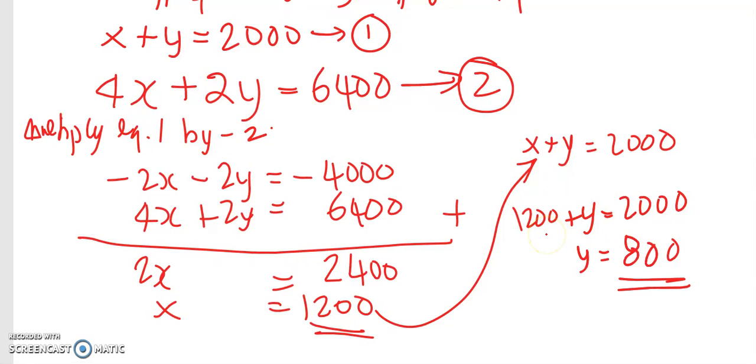So we now know how many people came on Saturday. We had 1,200 adults and 800 kids who came. Okay, so this is how we solve for equations.